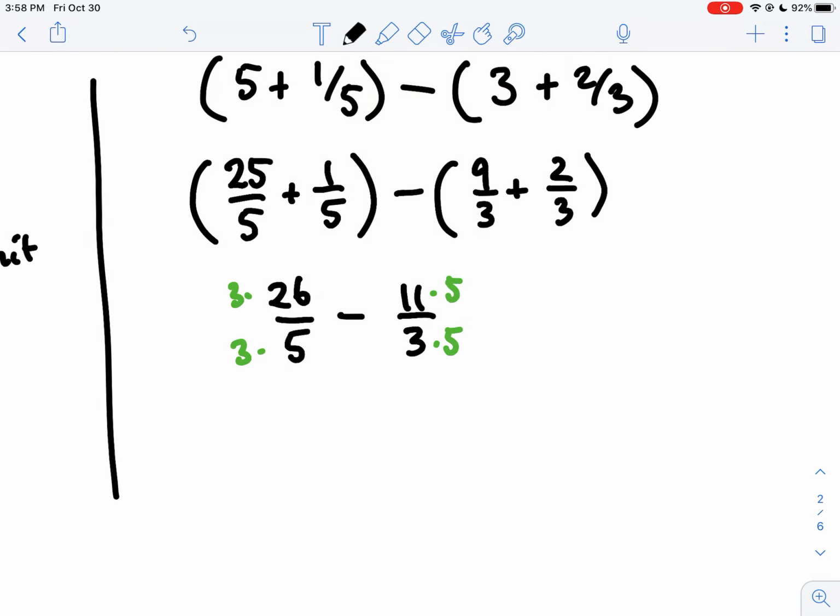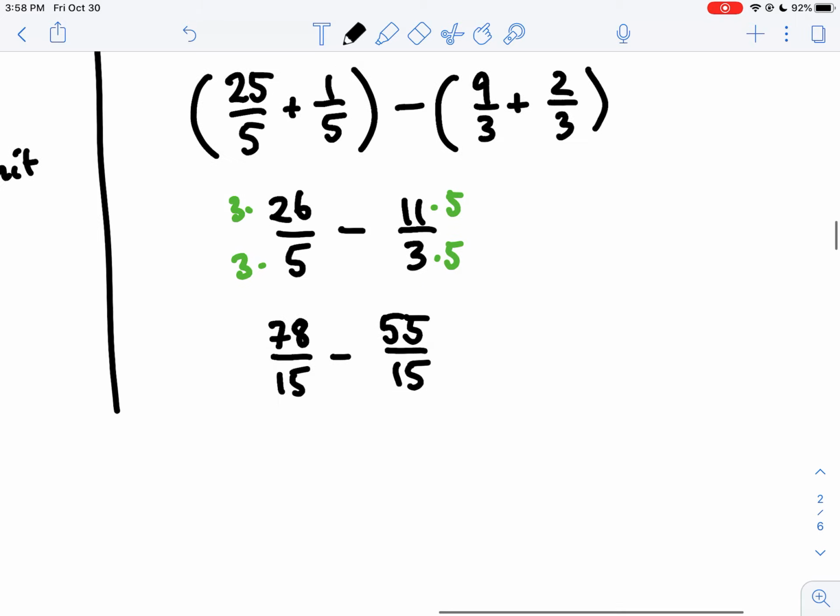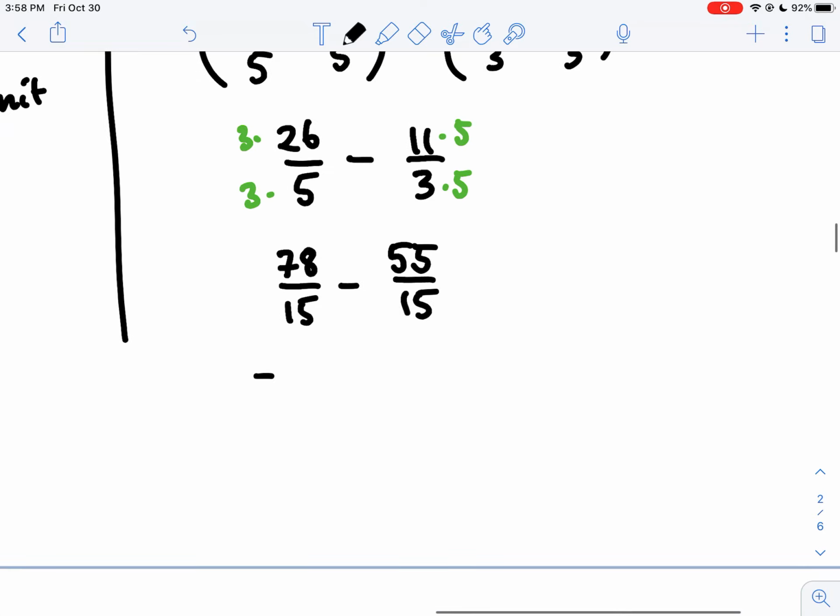Do everything in terms of 15ths. And we have 3 times 26, which is a total of 78. So we have 78 15ths. We're going to remove from that 55 15ths. And when you remove 55 from 78, you get 23. So 23 15ths is an answer. Units, whatever that unit was.